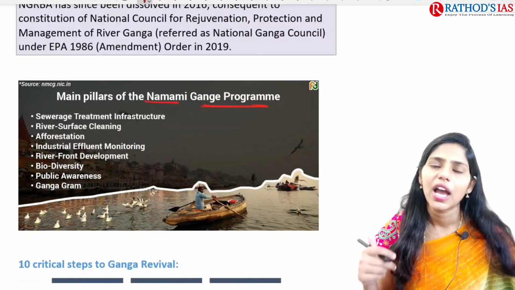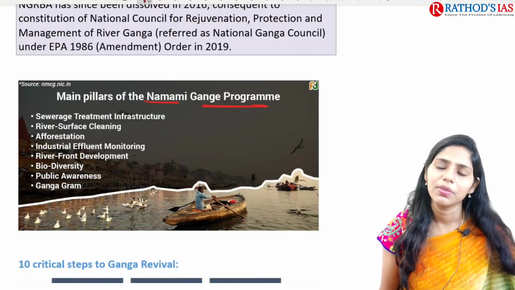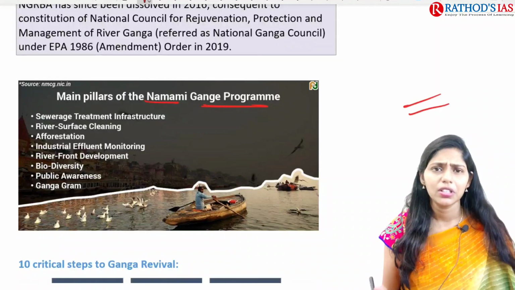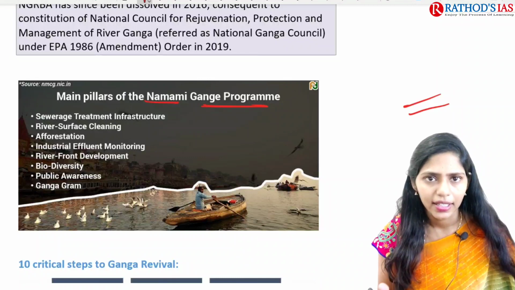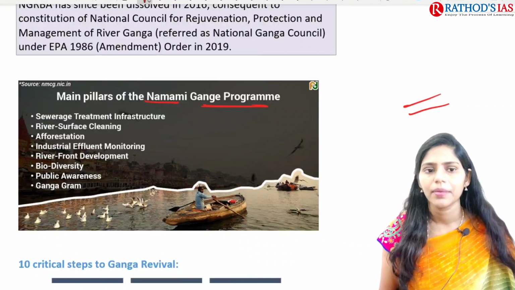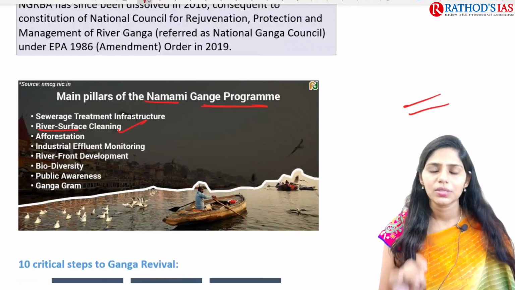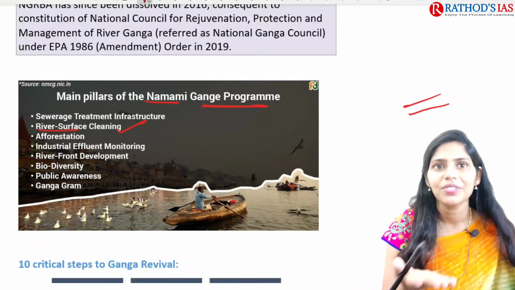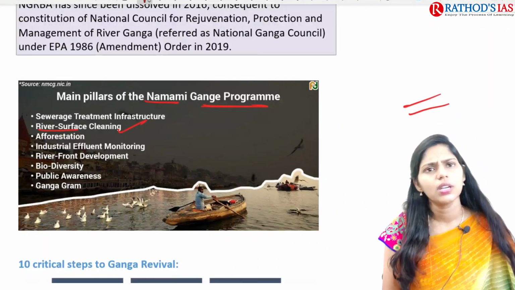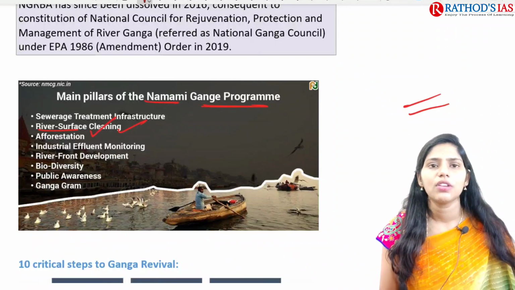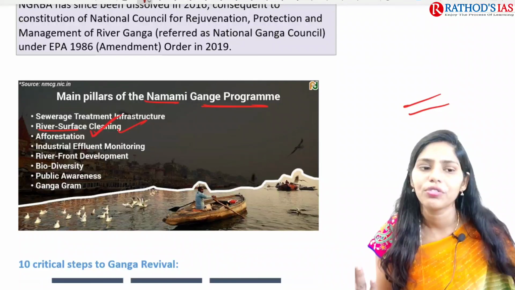The first one is we have to focus on sewage treatment, because this sewage, that is nothing but the drainage, is released directly into the river without any treatment. And this one is river surface cleaning. The waste that is thrown at these pilgrimage sites will be floating on this river, for example plastic, so this can be easily removed. And this one is afforestation, that is, planting of trees.